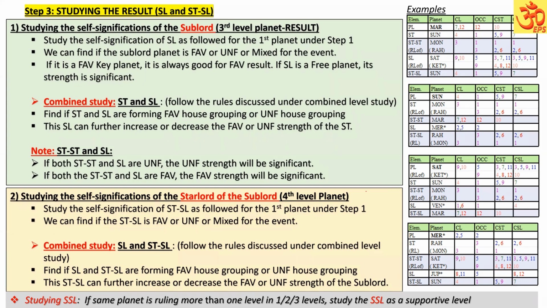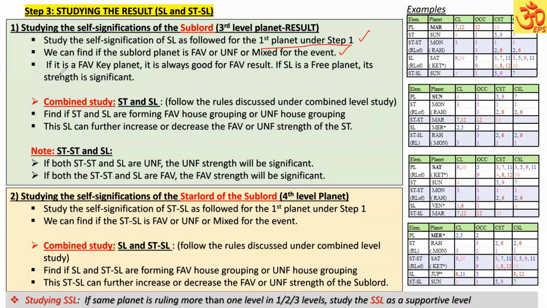Study the self-signification of the sublord as followed for the first planet under step number 1. It means studying the self-signification of any level as we discussed under step number 1 for the first planet. By this study, we can find if the sublord planet is a favorable planet or unfavorable planet or mixed planet for the particular event.